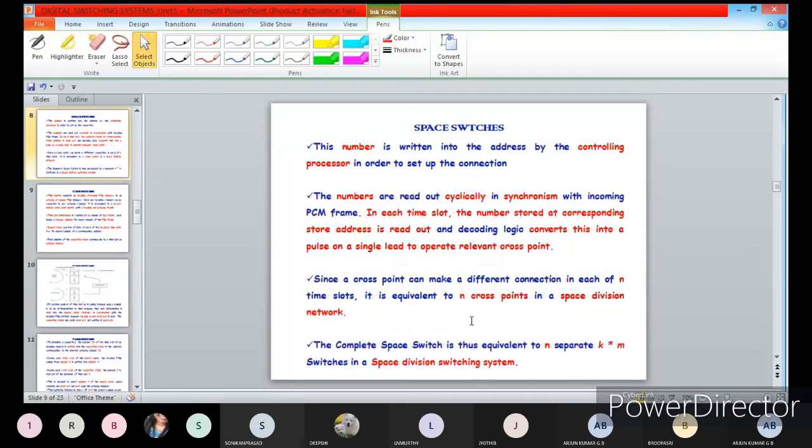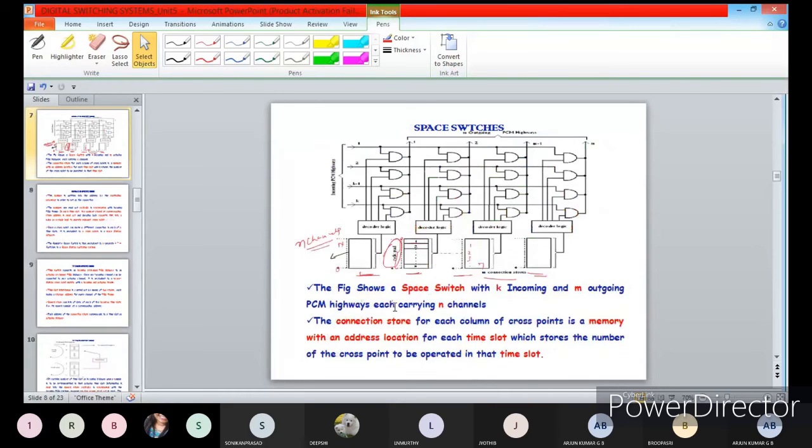It means that, as per this diagram, when you get a proper addressing location, it will be stored in the connection store. Then if the address is enabled, it will be decoded by the logic. It is enabled and decoded by the logic. You can observe here, on all the incoming lines, there is a 2 input NAND gate.